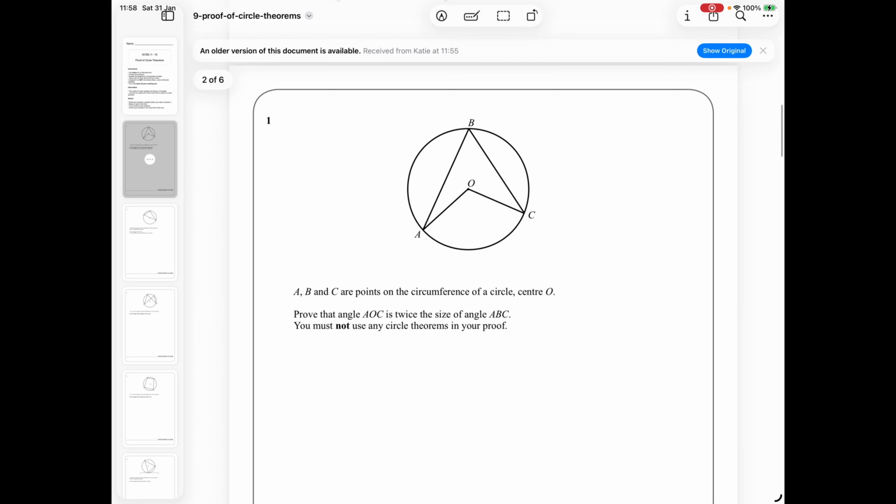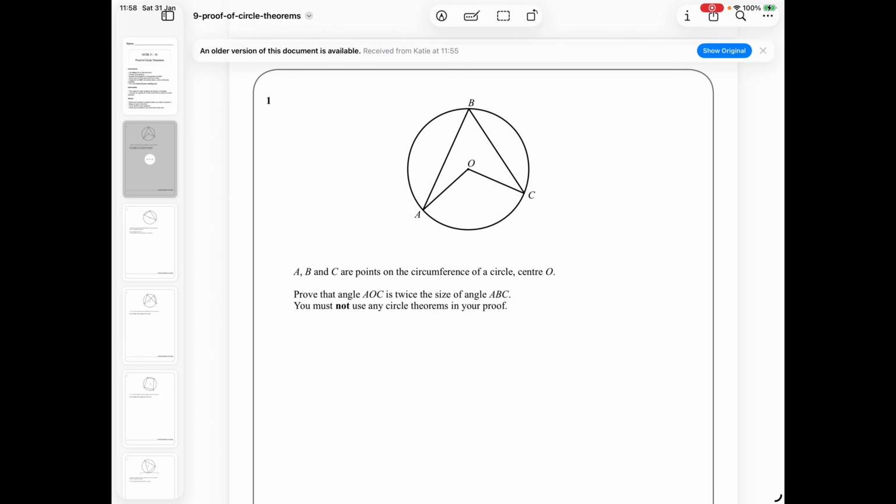Okay, this is the proof of circle theorems. A, B, C are points on the circumference of a circle, and the centre is O. Prove that angle AOC is twice the size of angle ABC. So the idea is that the angle on the circumference is half that at the centre, if it's part of a chord. You must not use any circle theorems in your proof.